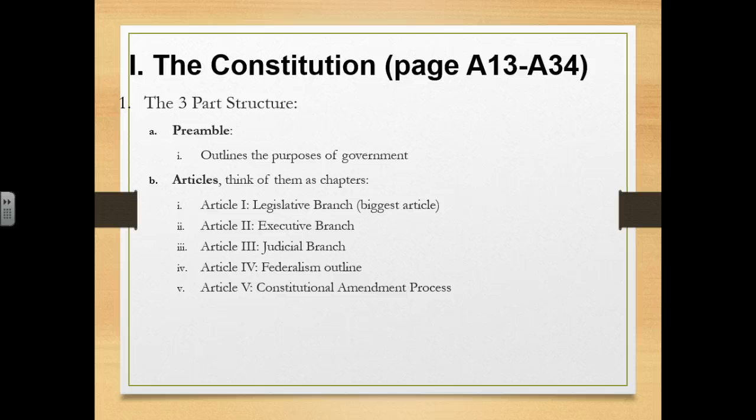The executive branch is the next, then the judicial branch, federalism, the constitutional amendment process, supremacy of national law, and the ratification process. This is a how-to book. This is a how-to paper on the Constitution.